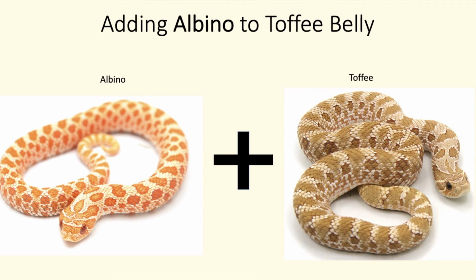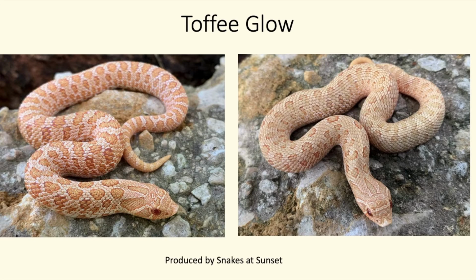Next, we're going to add albino to Toffee Belly. When you mix those two together, you get a snake called the Toffee Glow. This is a pretty cool looking snake. As you can see, these are two different animals, but they're the same genetics. You can see the different color as well as the different pattern. They were both produced by Snakes at Sunset.